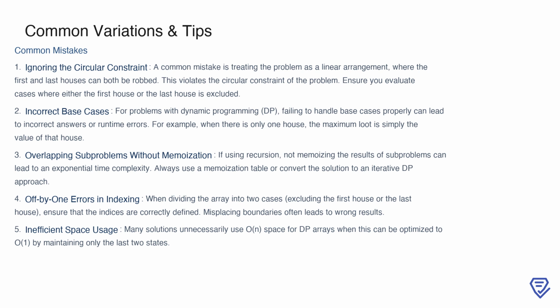Watch out for off-by-one errors as well. When splitting the array into two cases, ensure the indices are correctly defined. Misplacing a boundary can significantly impact the result. Lastly, consider space optimization. Many solutions use O(n) space for DP arrays, but this can often be reduced to O(1) by maintaining only the last two states of the computation.